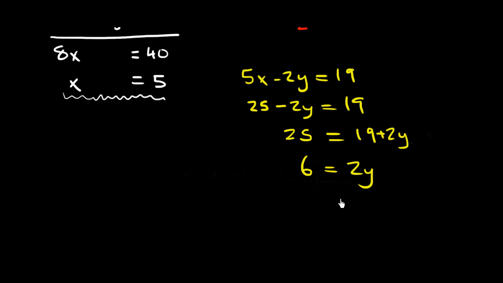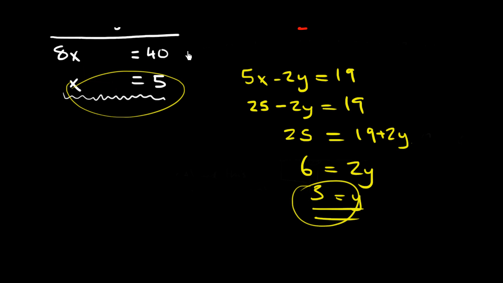And finally I want to move the 2. It's multiplying, so I want to divide by 2, so I get y is equal to 3. So now I've got my two answers, x is 5, y is 3, and I finished.